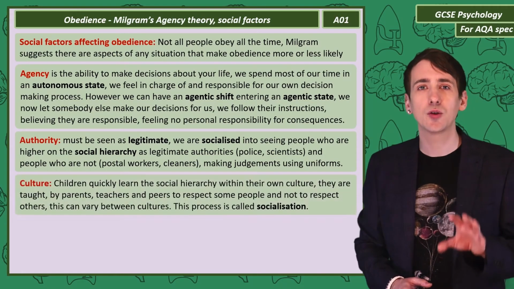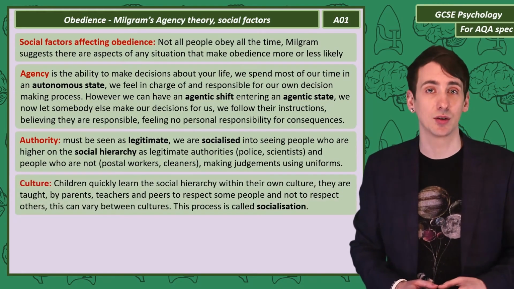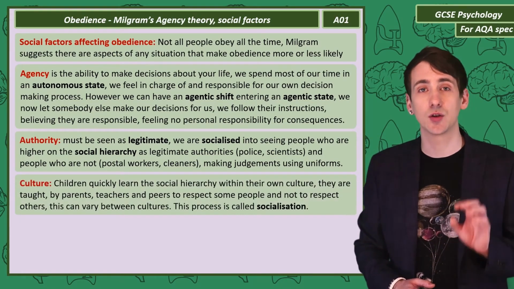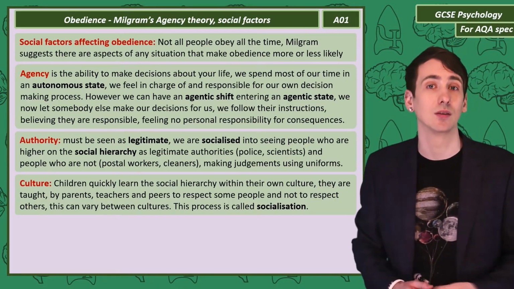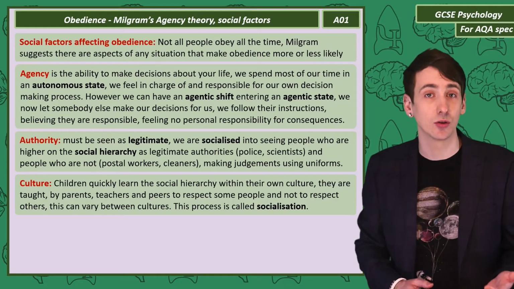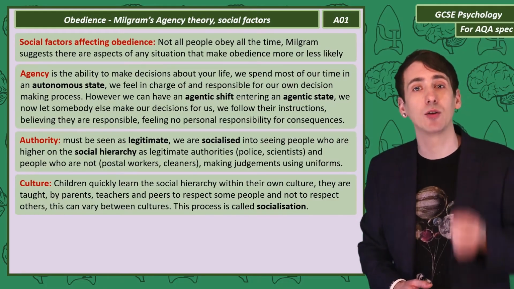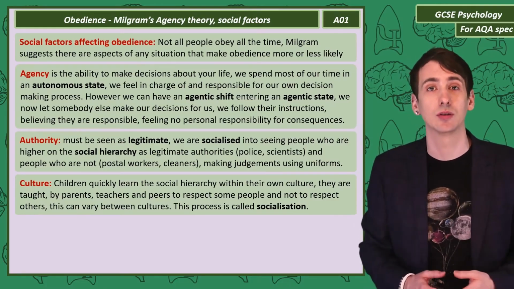Culture. The social hierarchy varies between cultures. We learn through socialization to respect the same types of people as our parents, our teachers, and our peers. An example, some cultures place older people higher on the social hierarchy than other cultures.